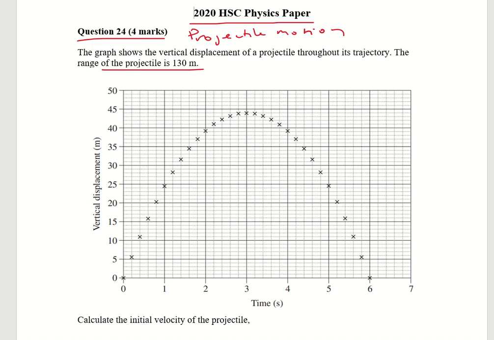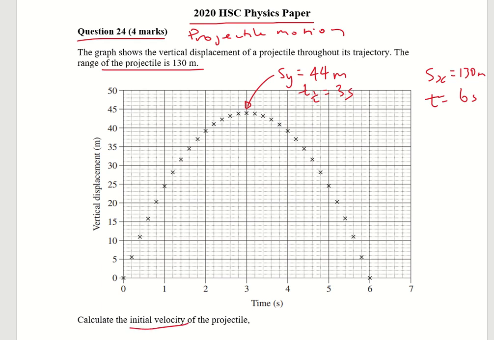The range of the projectile is 130 meters. The maximum height it reaches, if we look at this bit here, is 44 meters. We also know that at 44 meters, the time taken to reach that point is 3 seconds. The time it takes to reach 130 meters is 6 seconds. The question's asking you to find the initial velocity.